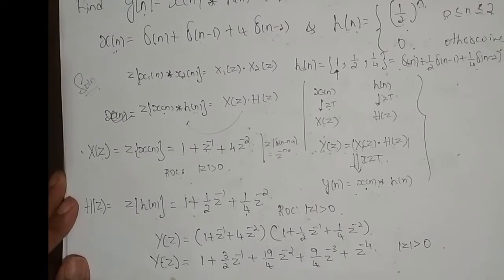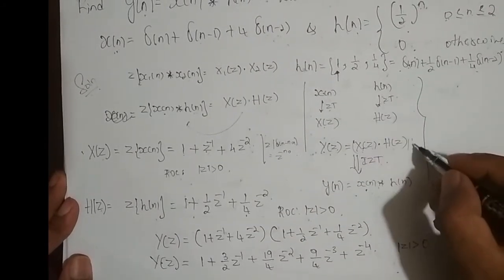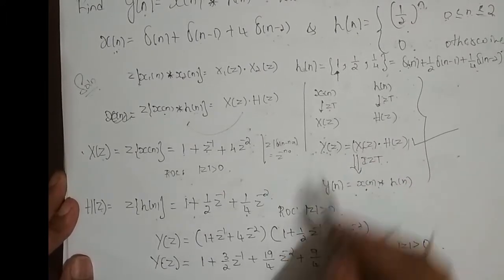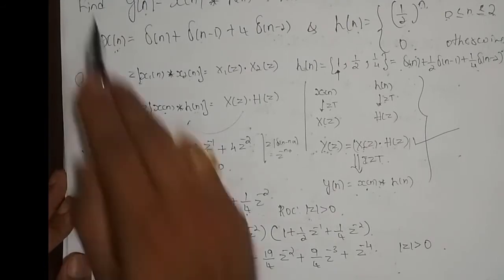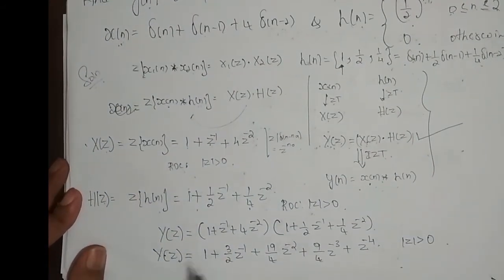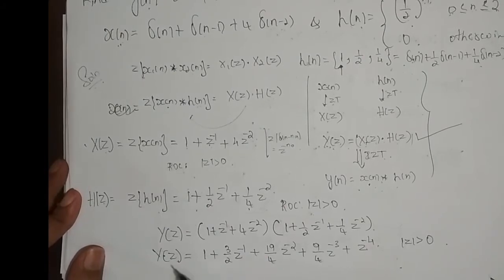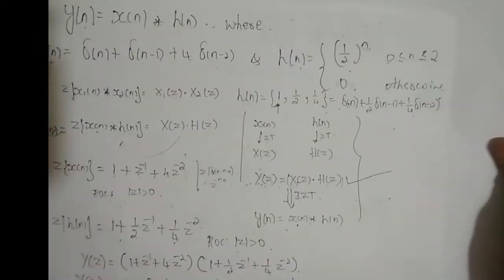Fine. So I am done till here. Okay, I got Y of z. What is the next step? This is not my solution. What I need to find is y of n, but I found Y of z. How to get y of n? If I get Y of z, I just have to take the inverse Z transform, right? Okay, so I'll put it in the next page.